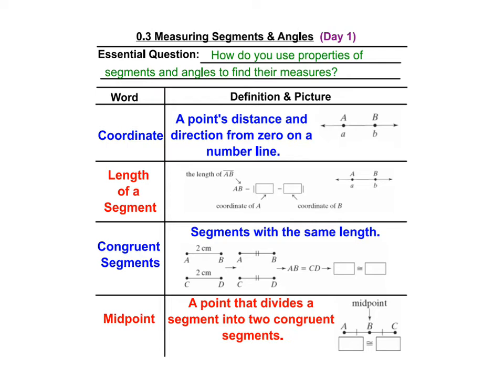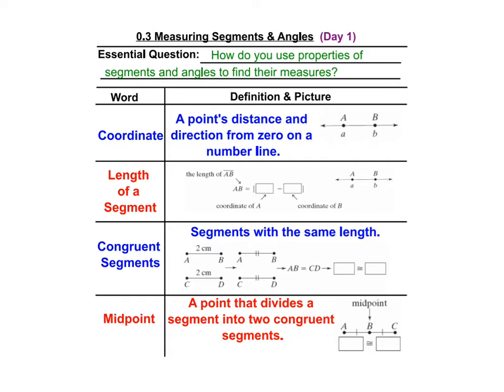So before we get started, a little vocabulary that you're going to need to know. The first word is coordinate, and a coordinate is a point's distance and direction from 0 on a number line. So I know we've all seen a number line before. The coordinate is just what number it is on the number line.